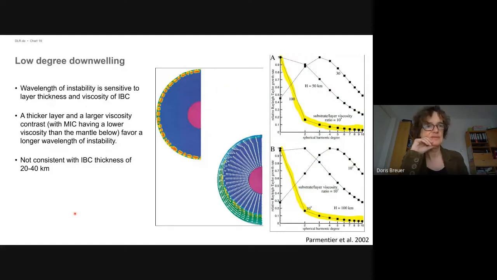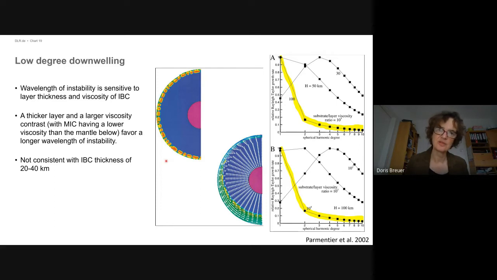Okay, another thing is that there's also a lot of literature arguing that the Pikati region is formed by a low degree downwelling. For that, you have to know that such a low degree downwelling can only be possible when this IBC layer is thick. Thick means 150 kilometers or even thicker, and it should have a very low viscosity.